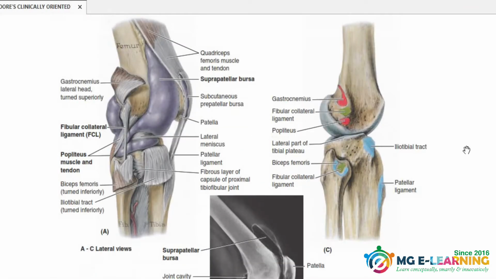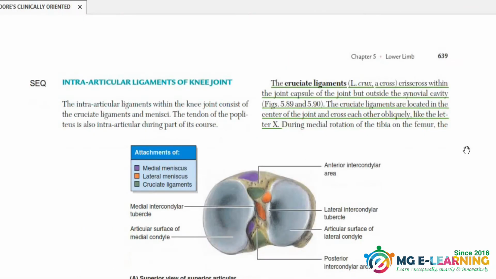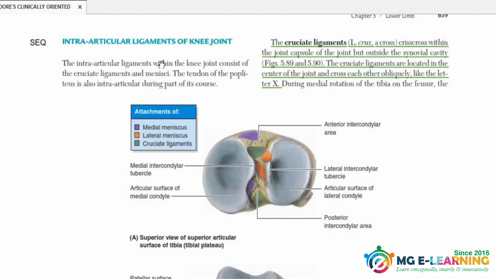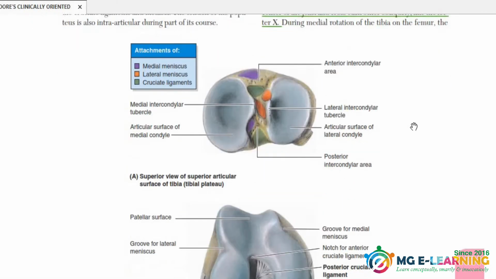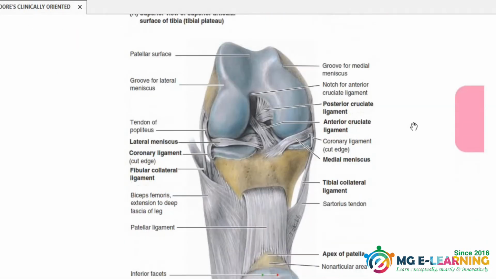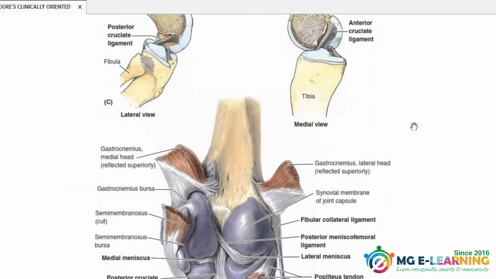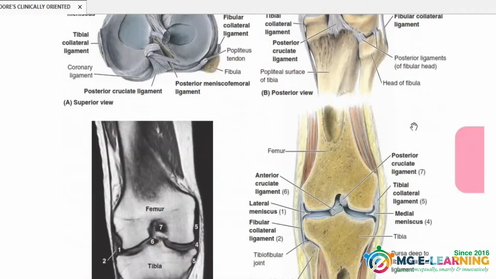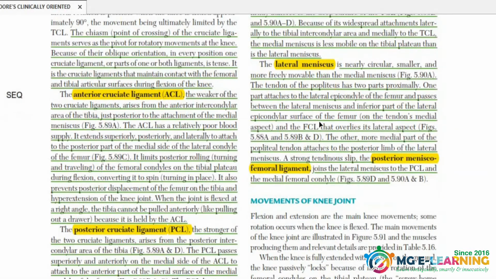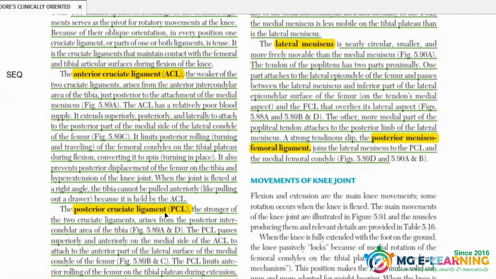Next one is the intra-articular ligaments, that means the cruciate ligaments and menisci. You have to know the difference between the anterior and posterior cruciate ligaments and the lateral and medial menisci. It is important from the SEQ point of view. All this is underlined with green.